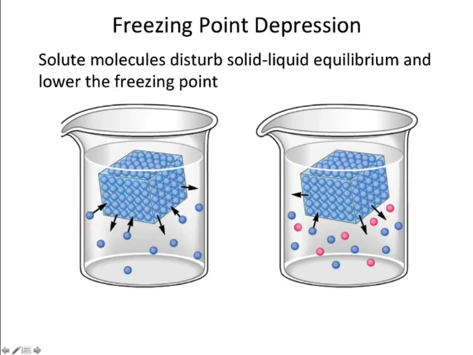All right, so now next up is freezing point depression. Here the solute molecules disturb the equilibrium and tend to lower the freezing point. I don't have a really great explanation of this other than the solute molecules get all up in the way of this solid-liquid equilibrium, and then that tends to lower the freezing point. You need to cool it down even more to really get the solid-liquid equilibrium to work.